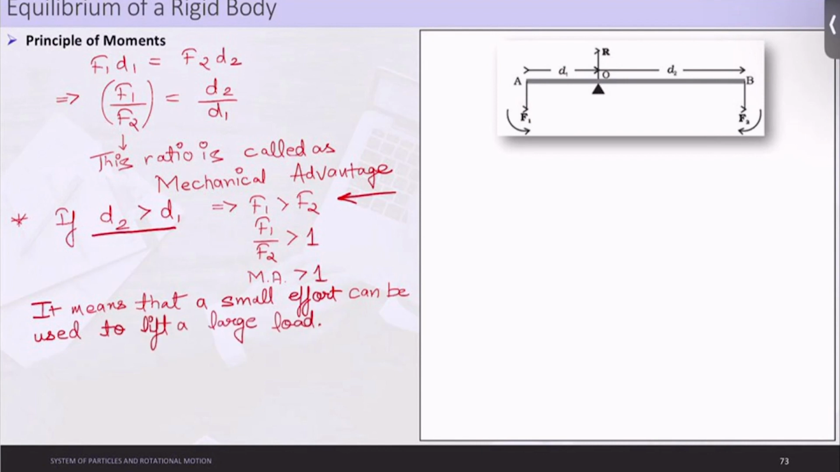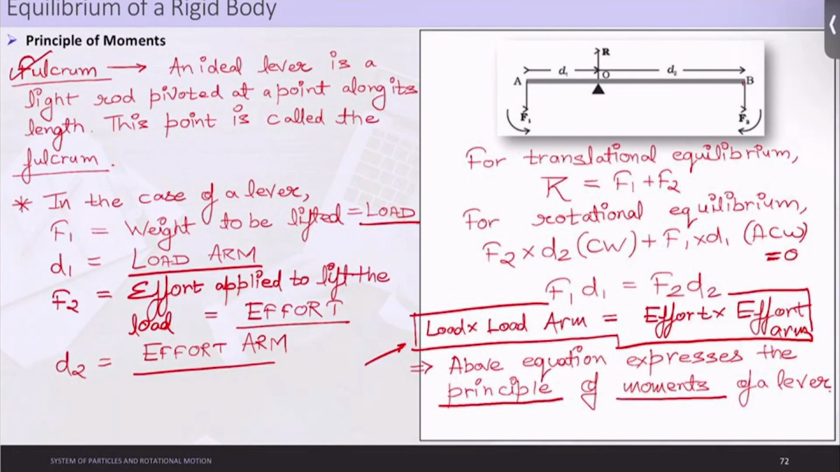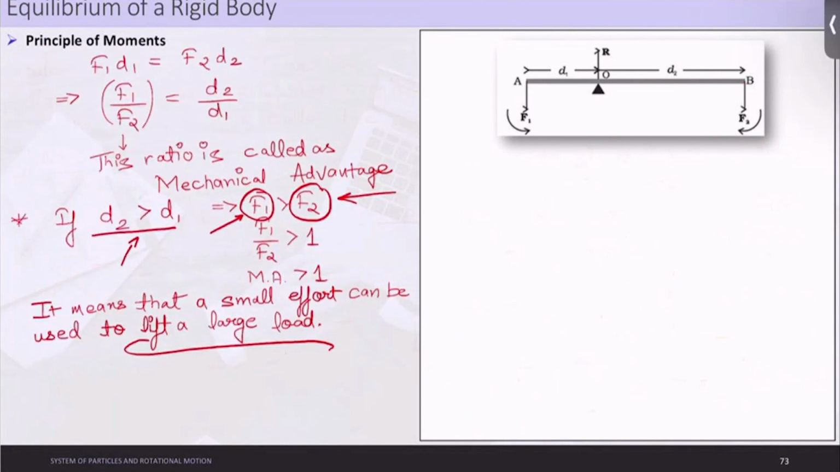There are several examples of this besides the seesaw. The beam of a balance is a lever, and this can be applied in several scenarios. The basic usage of understanding this principle of moments is only this much: let's say we need to lift F1, which is of greater force than F2. We need to design the lever such that D1 is less than D2. If you remember, D2 is the effort arm. That effort arm should be greater than D1, and then we can apply a smaller force and lift that higher value of F.